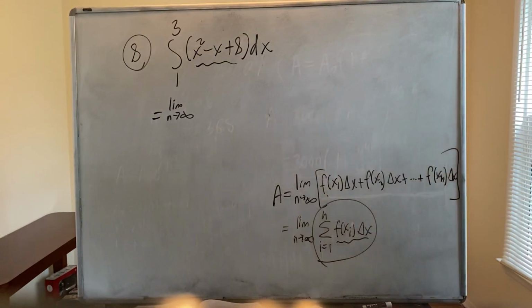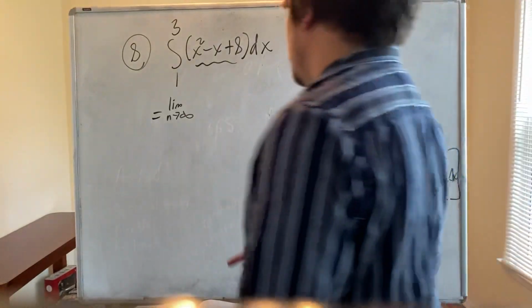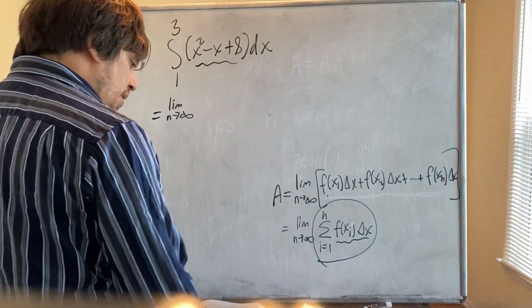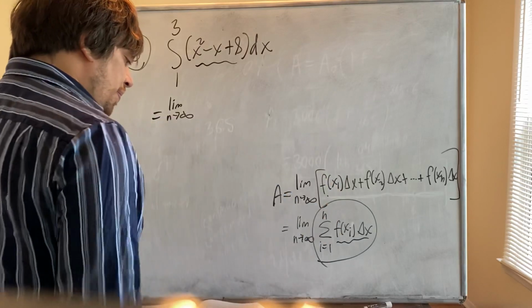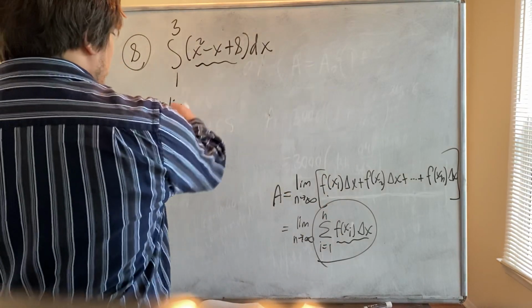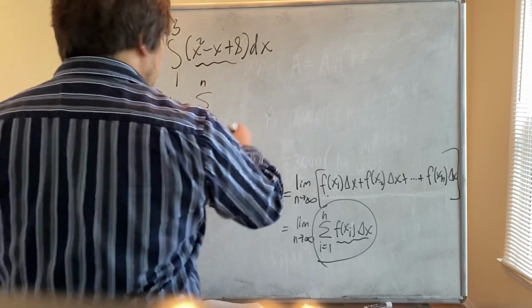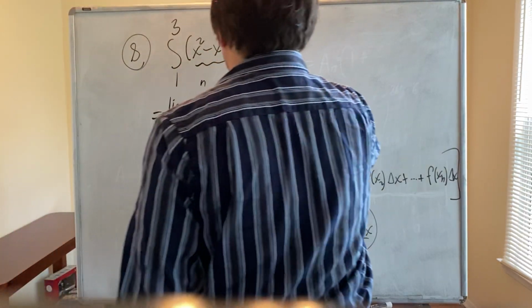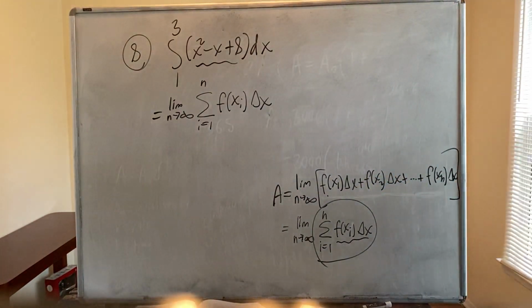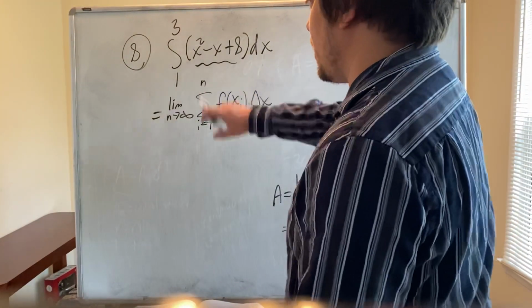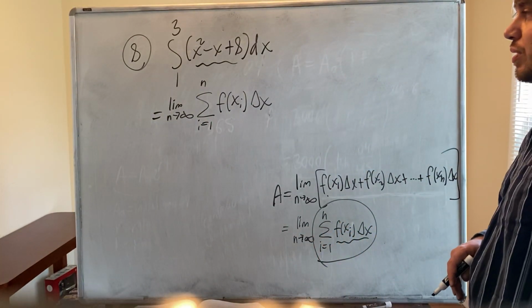Okay? That's summation notation. So the question is saying to use the limit definition to evaluate this. So you want to equal the limit of the sum from i equals 1 to n of f of x sub i delta x. Calculating this is evaluating using the limit definition.